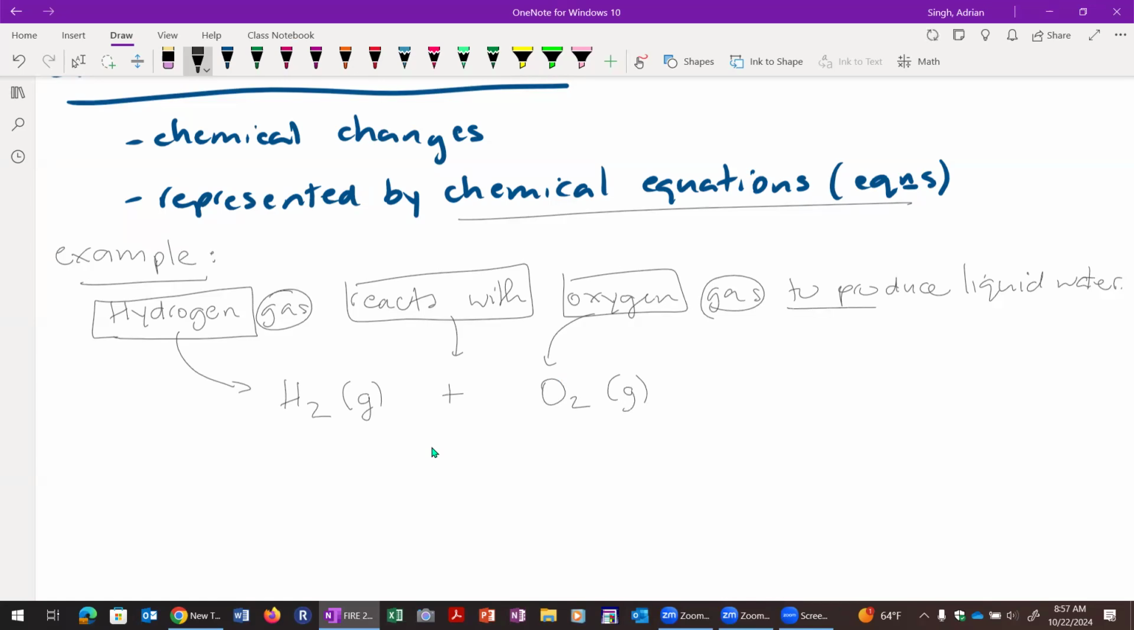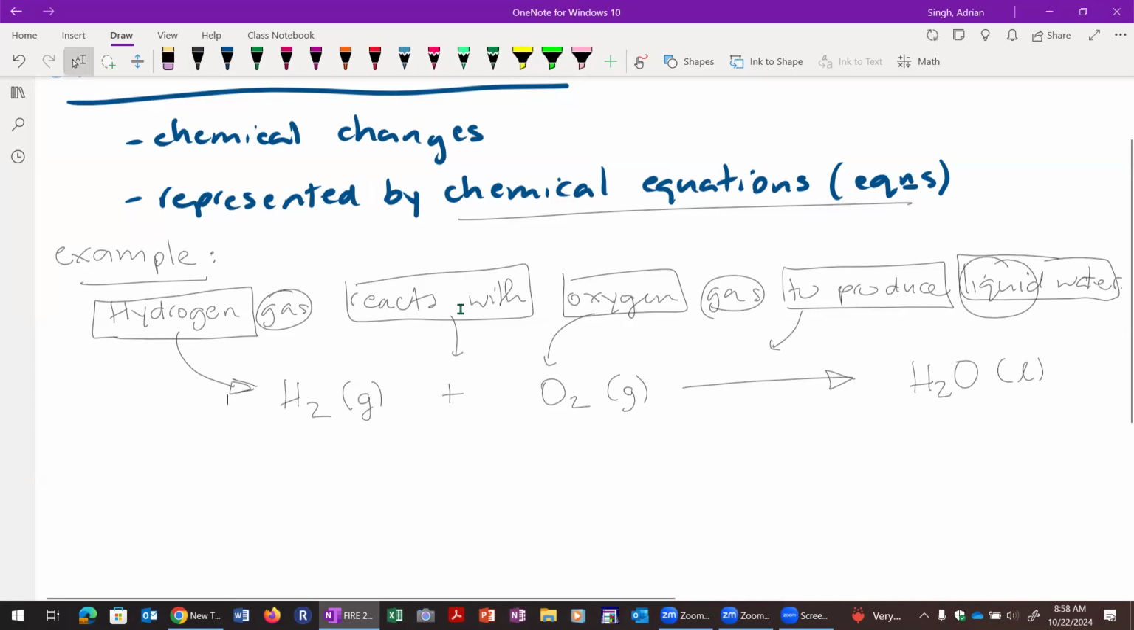And then to produce or to make, or produces or makes, we use an arrow, and the arrow always points from left to right. And then we're going to make liquid water in this case. So water, as we know now, is H2O, and it's a liquid. So you can probably guess we're going to use l, lowercase l, to represent that physical state. And this is an example of a simple but very useful way to introduce chemical equations.